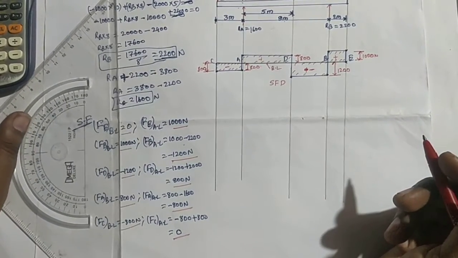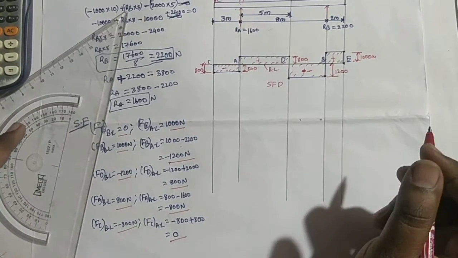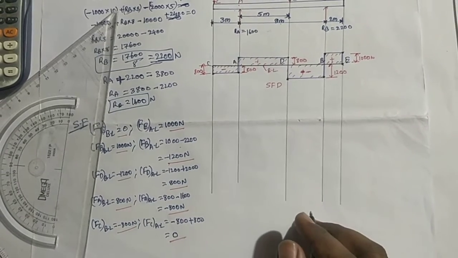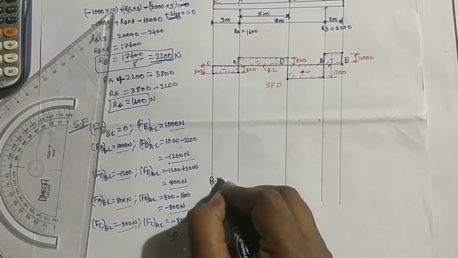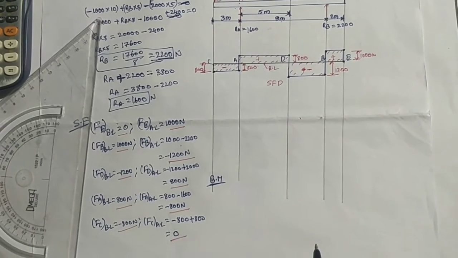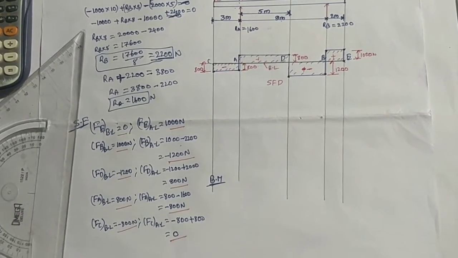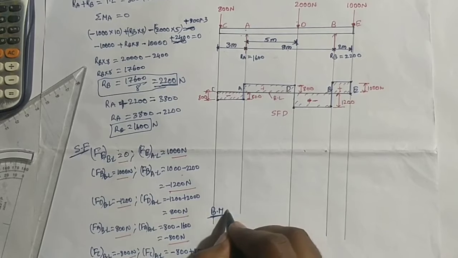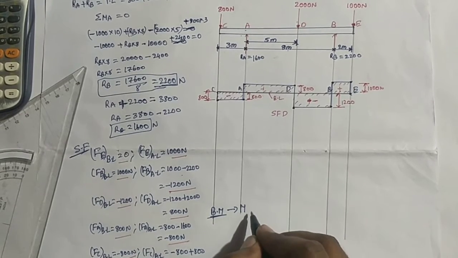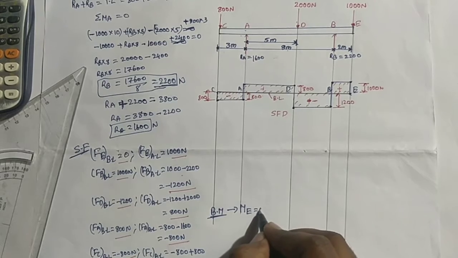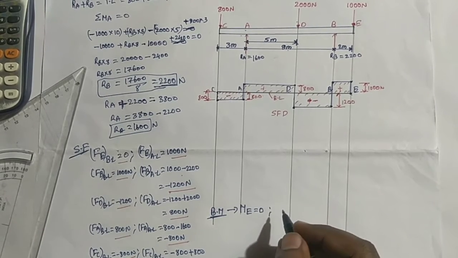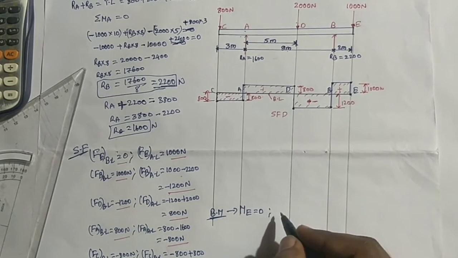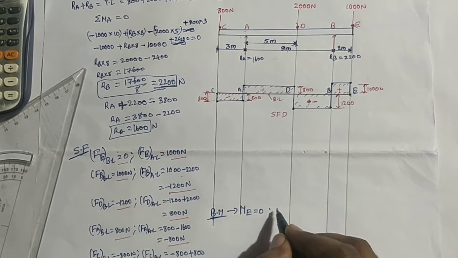Next we need to draw the bending moment diagram for the beam. For this we need to calculate bending moment values. Calculating bending moment. Observe here, bending moment at point E is 0, because at point E there is a load, but the distance from that point load is 0.